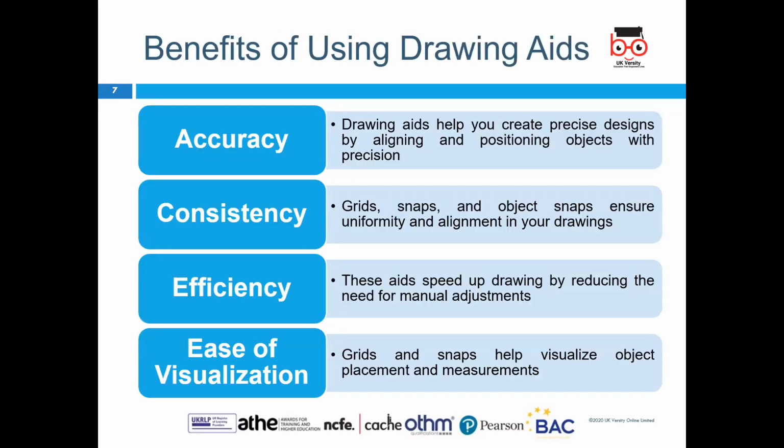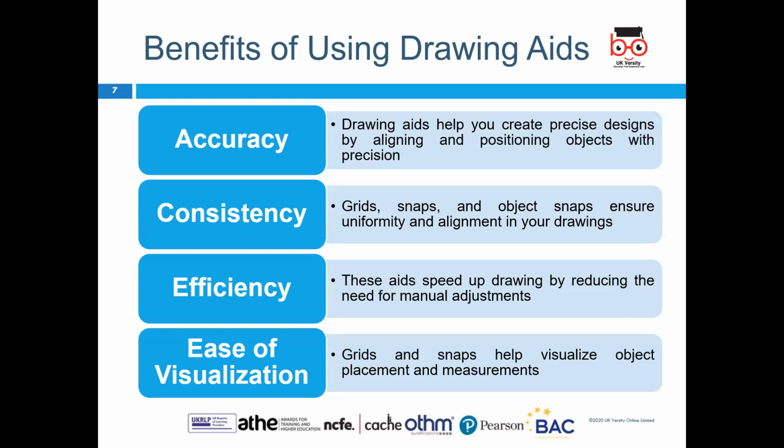So what are the benefits of drawing aids? We looked into how you can customize the drawing aids and fit them to give you an accurate and precise overview of the drawing. Some of the main benefits include accuracy, consistency, efficiency, and ease of visualization. How does it help in improving accuracy? Drawing aids help you to create precise designs by aligning and positioning objects with precision. That is one of the benefits of drawing aids. Then consistency. The use of grids, snaps, and object snaps ensures uniformity and alignment in the drawings.